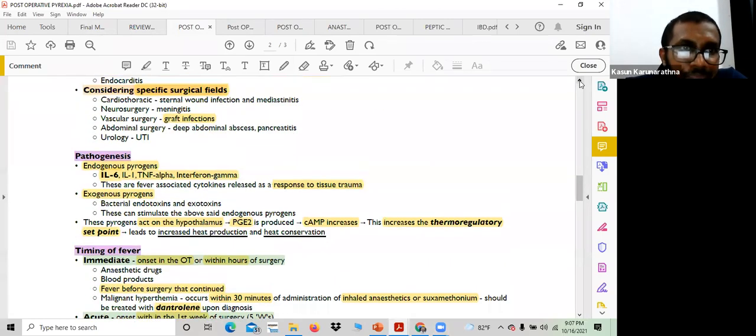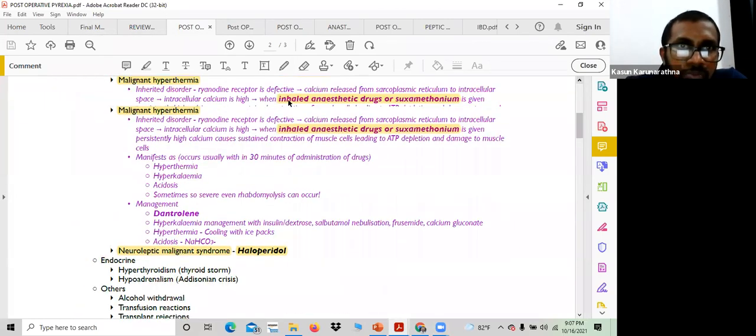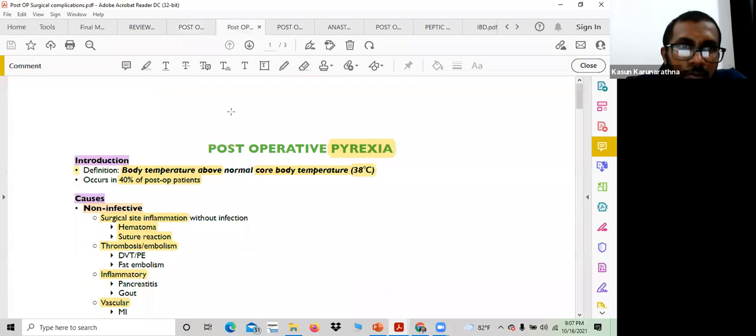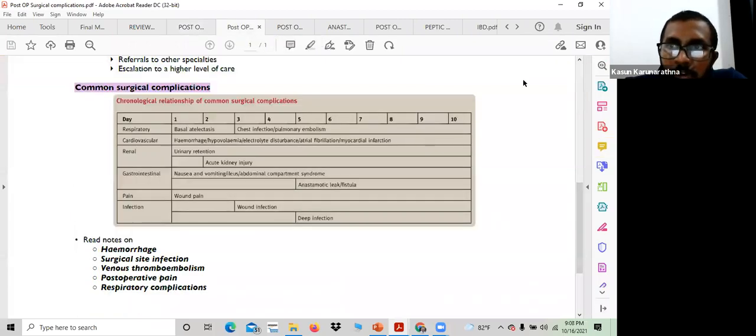According to post-operative pyrexia and common surgical complications in the post-operative period, this is the chronological order. Basal atelectasis usually occurs on day 1 or 2. Thereafter, infection arises.